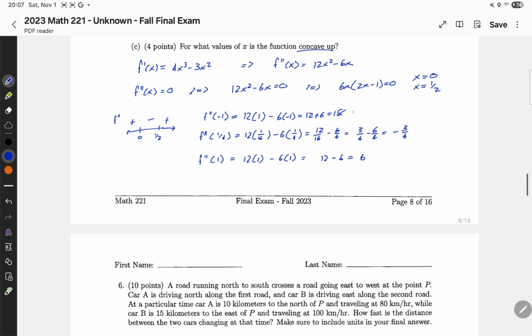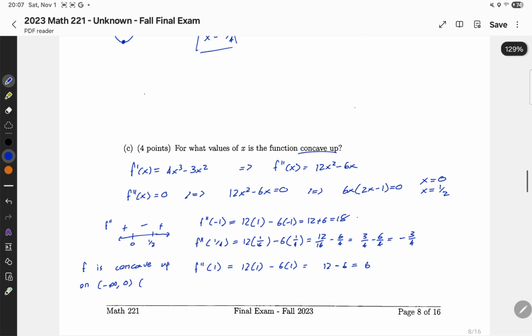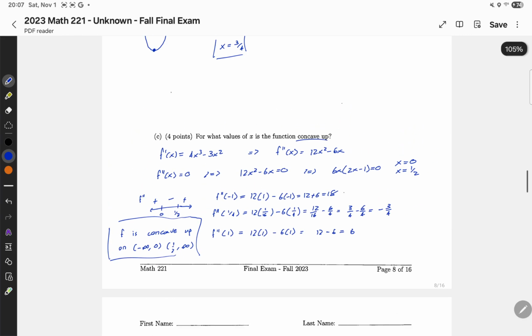So now we know that f is concave up on the intervals. We have minus infinity to 0, and then, not 0, sorry, 1/2 to positive infinity, just like that. Nice. All right, moving on.